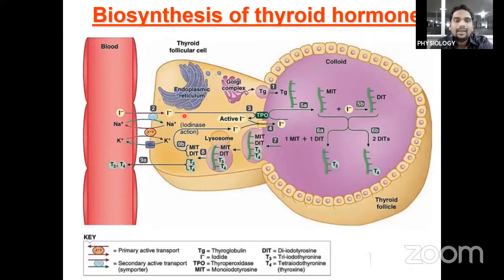Now the iodine enters inside with the help of the sodium iodide co-transport mechanism against the concentration gradient. Another point is that iodine has a negative charge and inside the cell is a negative potential, that is the negative resting membrane potential, created by your sodium potassium pump. So once the iodide enters inside the cell, what happens?